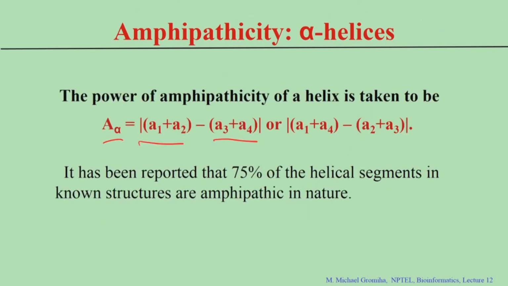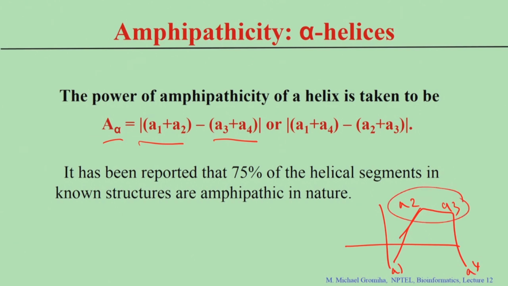You can see the A alpha is either A1 plus A4 minus A2 plus A3, or A1 plus A2 minus A3 plus A4, in this case. For example, if it is like this, this is 1 2 3 4, right, A1, A2, A3, A4. If this is the case, A2 plus A3 will come together and this will come together, right, you can see a difference.